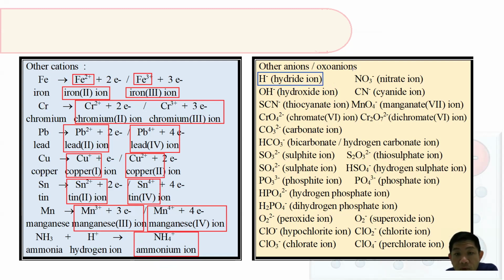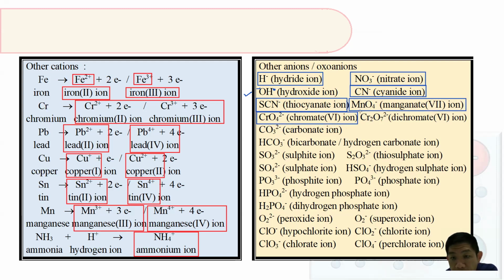Then we also have what we call oxo anions. We have nitrate. We have hydroxide. By the way, for hydroxide, the negative charge should be located at the O, not at the H. So this is the correct way to write hydroxide ion. Then we have cyanide ion. We have thiocyanate ion. We have manganate 7 ion. We have chromate 6 ion. We have dichromate 6 ion.